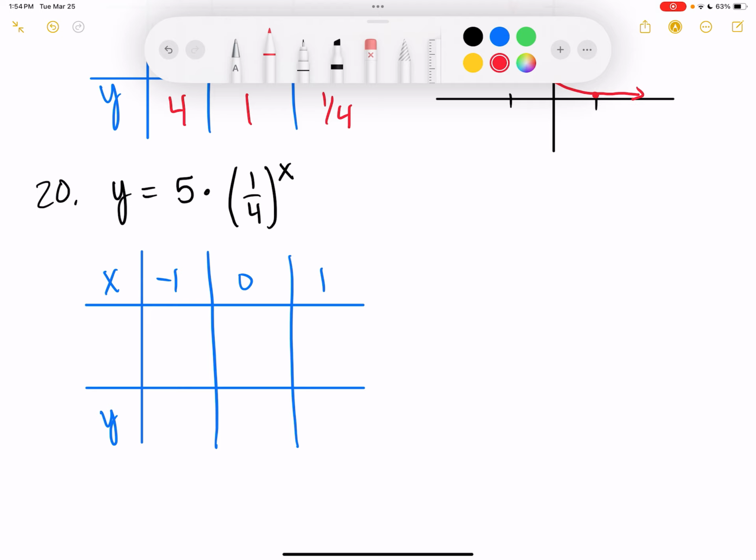All right, so I've got 5 times 1/4 raised to the -1. So the 1/4 raised to the -1 would be what? So 4 times 5. Yep, so this would end up being 5 times 4, which is 20. Obviously, pretty big number there. 5 times 1/4 raised to the 0. Just be 5. So it'd be 5 times 1. And then 5 times 1/4 raised to the 1. It's just 5 over 4. So a little bit bigger than 1, right?